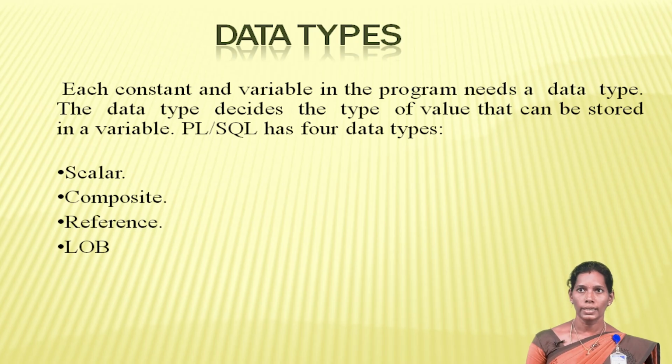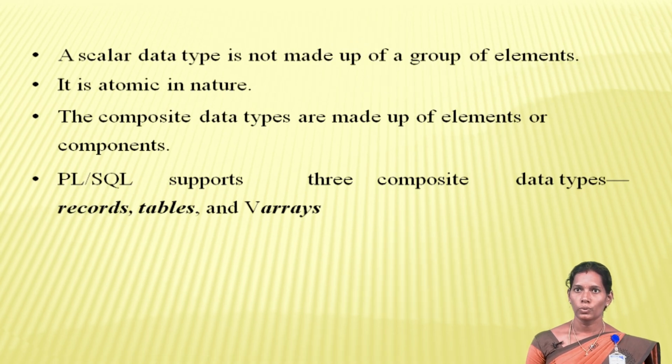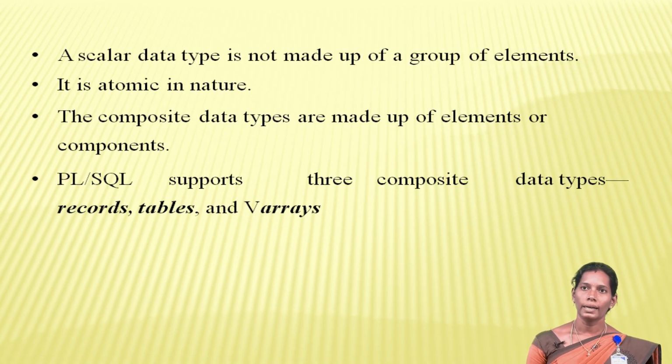Each constant and variable in a program needs a data type. The data type describes the type of the value that can be stored in a variable. PL/SQL has four data types, namely scalar, composite, reference, and LOB. The first one is scalar. A scalar data type is not made up of a group of elements. It is atomic in nature.